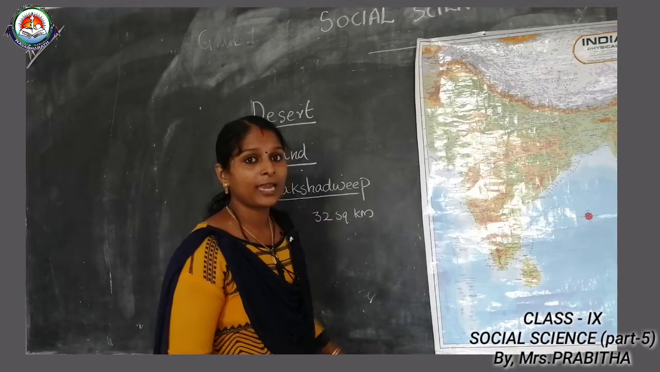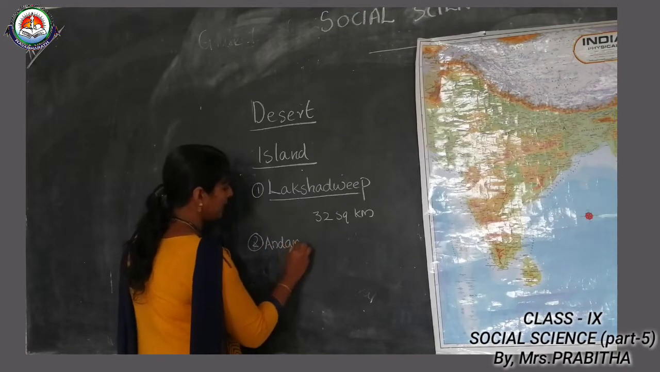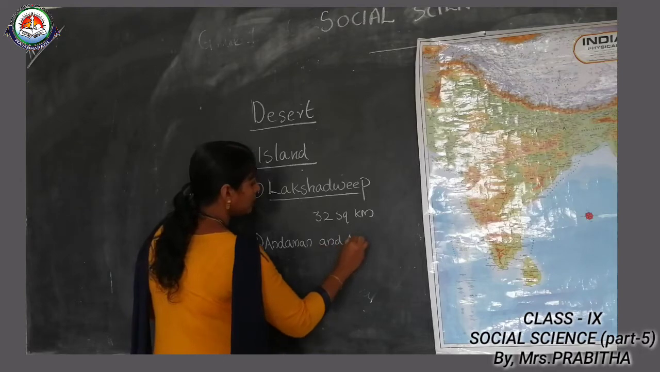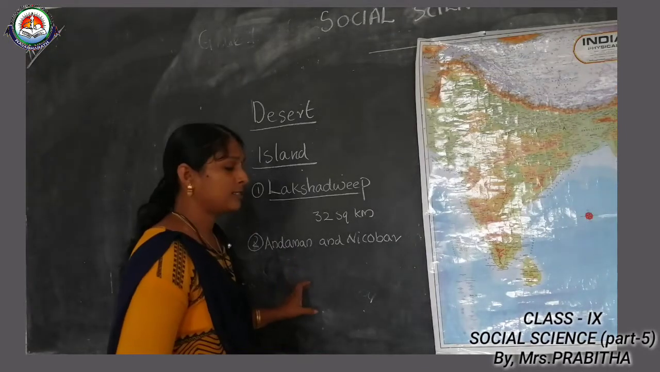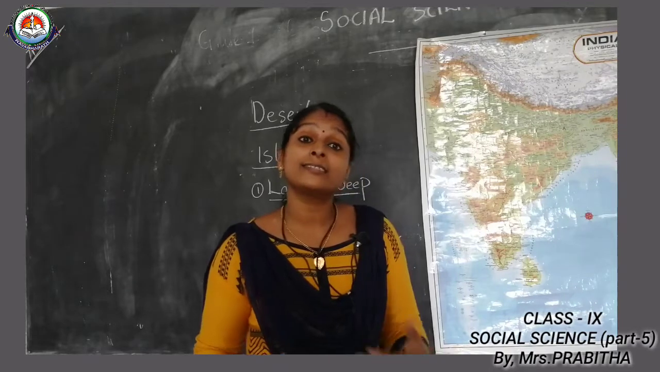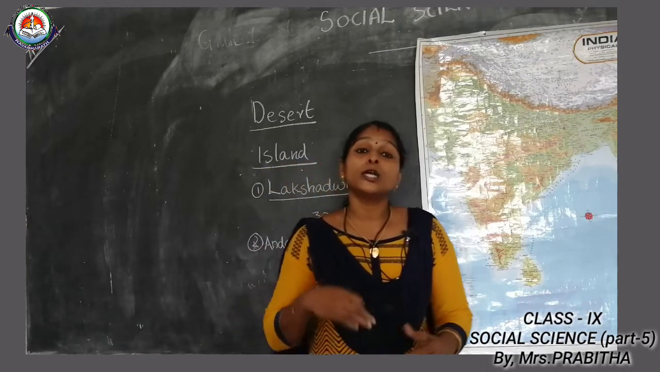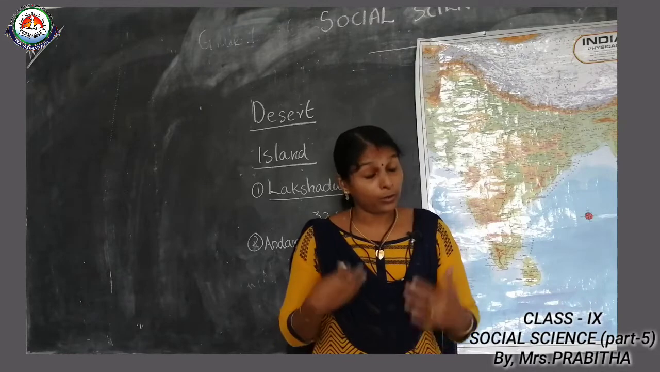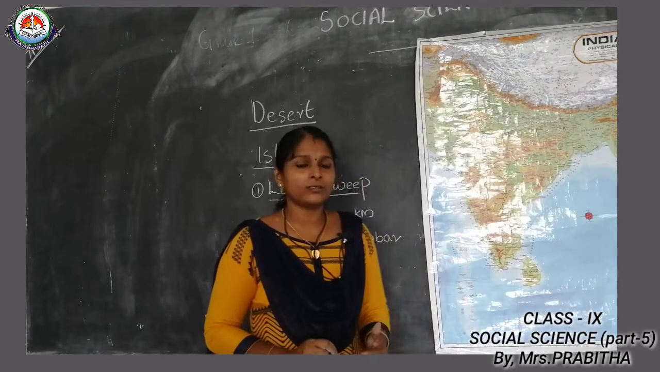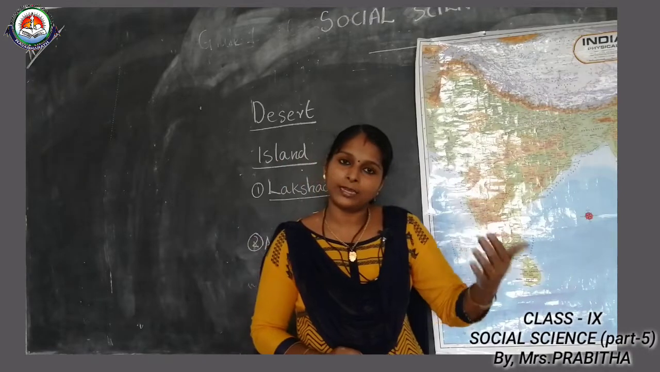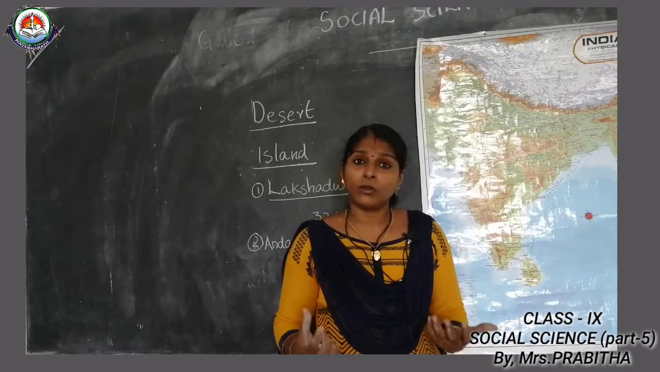Next we can discuss the Andaman and Nicobar Islands. The Andaman and Nicobar Islands are big in size, very numerous and scattered. What is the capital of the Andaman and Nicobar Islands? It is Port Blair, isn't it? There are two divisions: the northern part of the islands is known as Andaman and the southern part is known as Nicobar, and it is also very rich in flora and fauna.